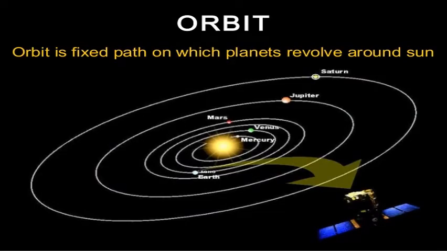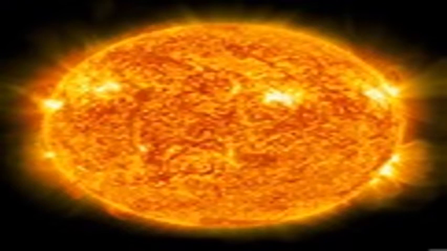Now all the planets revolve around the Sun in fixed paths called orbits. Most of them revolve from west to east. While revolving around the Sun, the planets also rotate on their own axis.